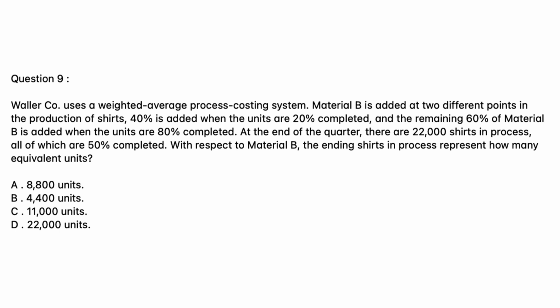Material B is added at two different points in the production of shirts. 40% is added when the units are 20% completed, and the remaining 60% of material B is added when the units are 80% completed. At the end of the quarter, there are 22,000 shirts in process, all of which are 50% completed. With respect to material B, the ending shirts in process represent how many equivalent units?